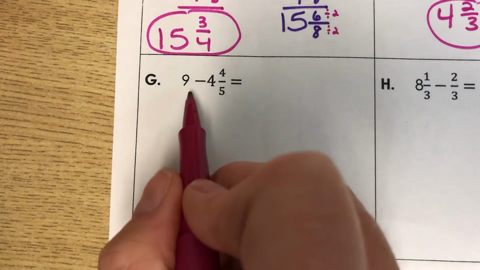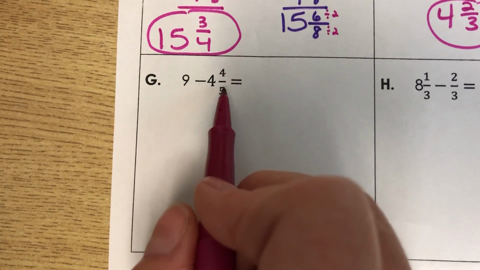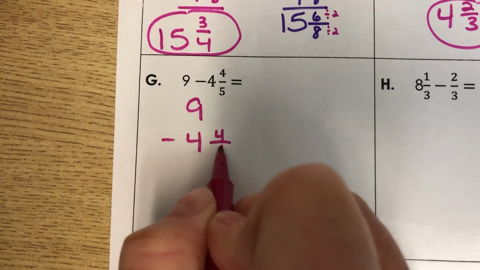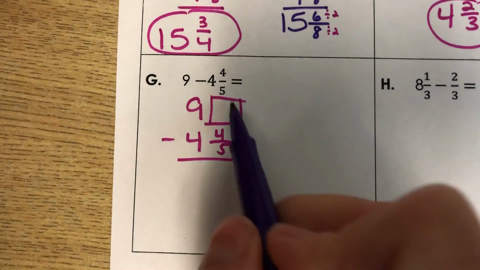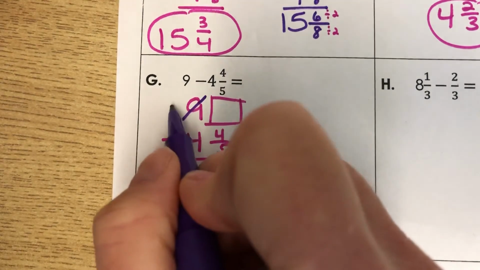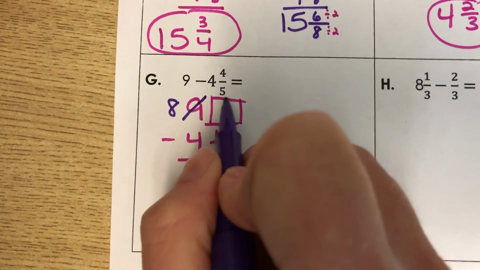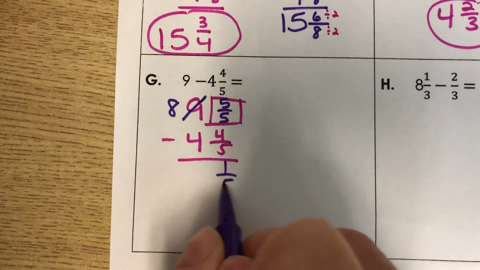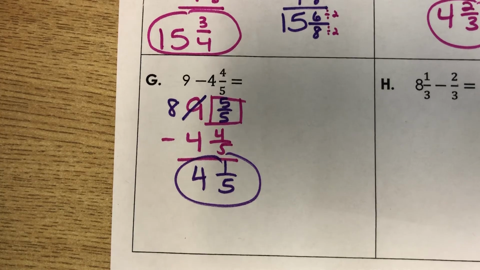All right, letter G, we're almost there. This is very similar to F. It's 9 minus 4 4/5. It's not 5 4/5. This means 9 minus 4 4/5. There is a big empty space there. I need something there. So I'm going to borrow from the 9, and it's 8. I borrowed 1 whole, right? Which if I'm dealing with fifths, 1 whole would be 5/5. 5/5 minus 4/5 is 1/5, and 8 minus 4 is 4. So 4 1/5 is what you should have.